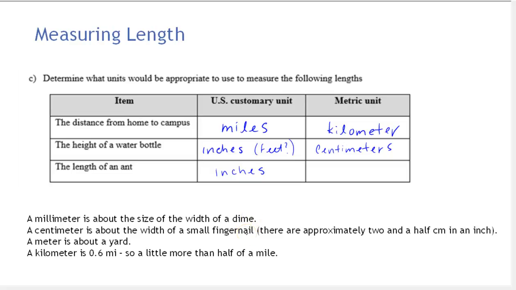So millimeters are 1/10 the size of a centimeter. So notice a centimeter is about the width of a small fingernail, and I actually know the width of my thumbnail is about a centimeter. I use that sometimes to compare things. Whereas a millimeter is about the width of a dime. So think about comparing an ant to those two things. I'm thinking if an ant was on my thumbnail, it might be a little bit shorter than one entire thumbnail for me. So that would be a fraction.